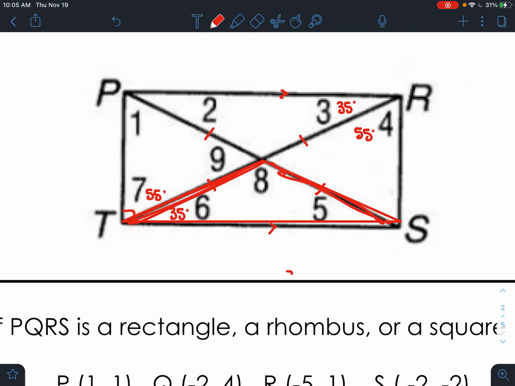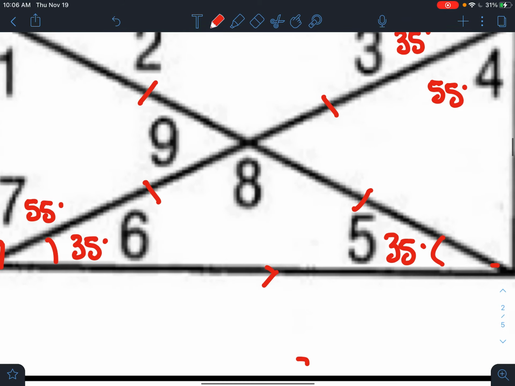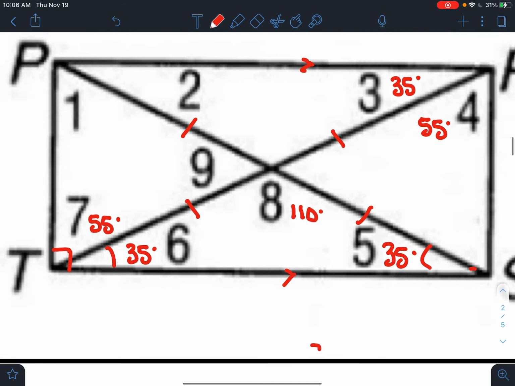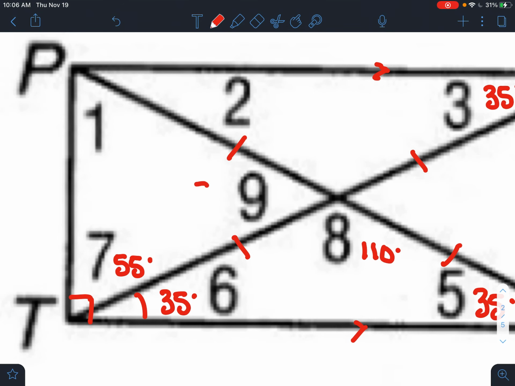Well, it means that the base angles are congruent, which means that angle 6 has to be congruent to angle 5. So now I know that angle 5 is 35 degrees. And so then to find angle 8, I'm going to add 35 and 35 together to get 70, subtract that from 180, which means that angle 8 is 110 degrees. Now, that can push me over to angle 9, because angle 9 now has to be 70 degrees since it's supplementary to the 110.